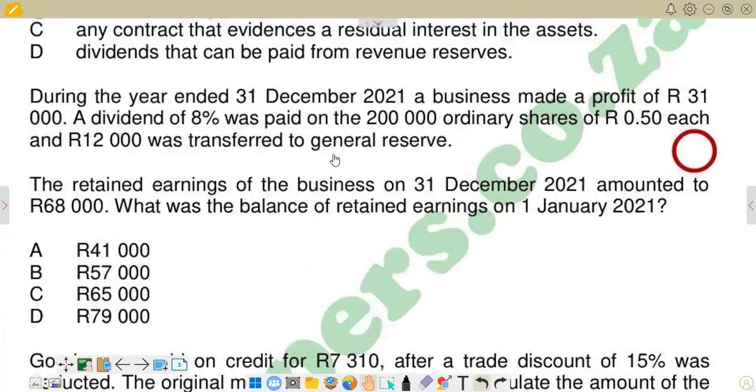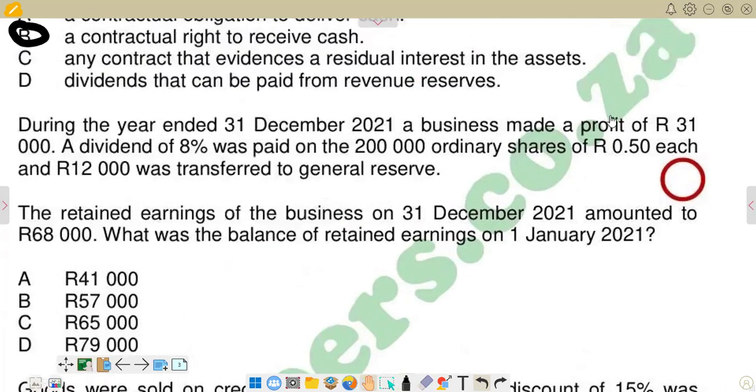So then we look at the net profit for the year. We are given it is 31,000, made a profit of 31,000. So 31,000 net profit for the year. Then we are given a transfer that was made of 12,000 to general reserve. So we're also going to subtract 12,000. Then we calculate the dividend now.